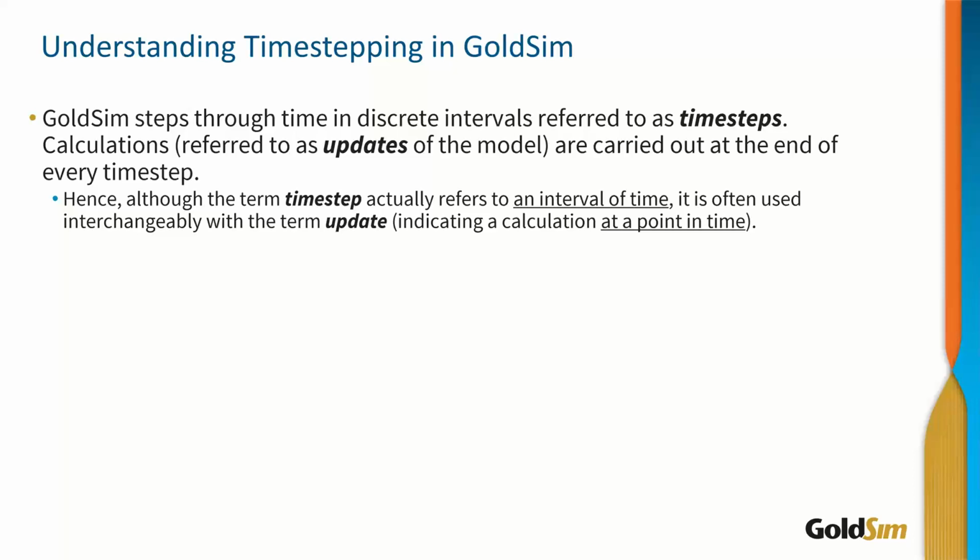But the term time step actually refers to an interval of time. The term update is the actual calculation at a point in time. So a time step is the interval of time between updates of the model. So you can imagine as we're walking through time, we have to update the model at certain times. We call these updates of the model, but we often refer to these as time steps too. But in actuality, a time step is an interval.